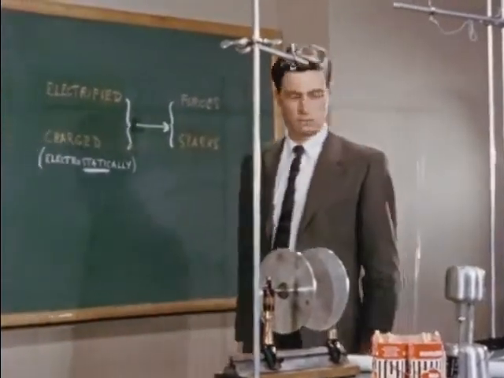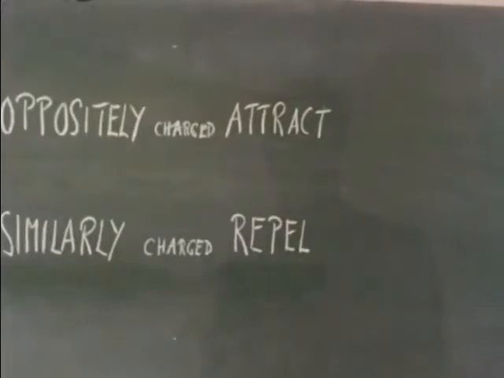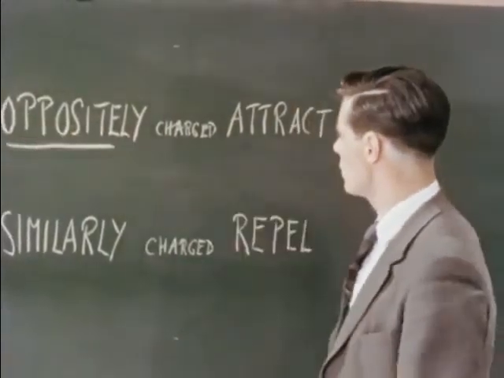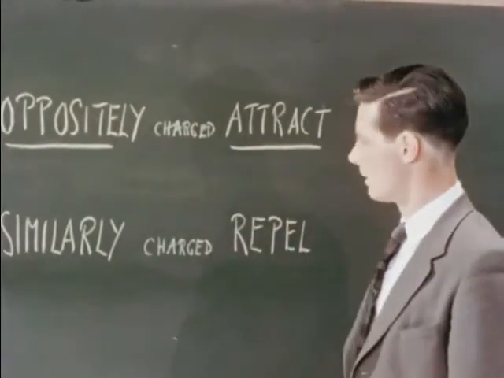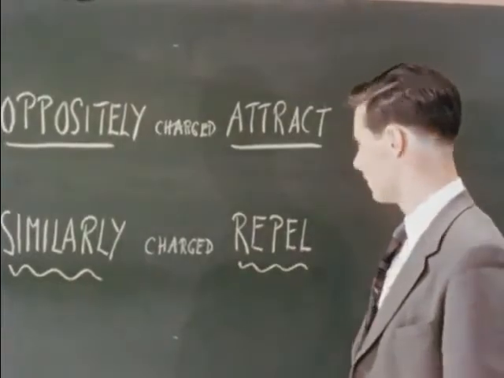This turns out to be a general rule. All sorts of materials can be given a static charge, sometimes positive, sometimes negative. But always, oppositely charged bodies attract, and similarly charged bodies repel.